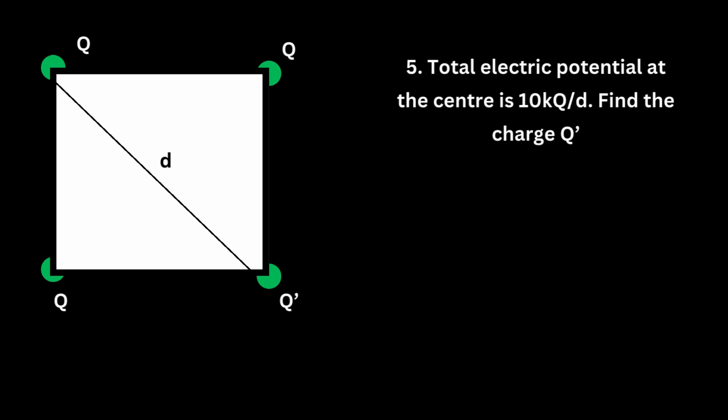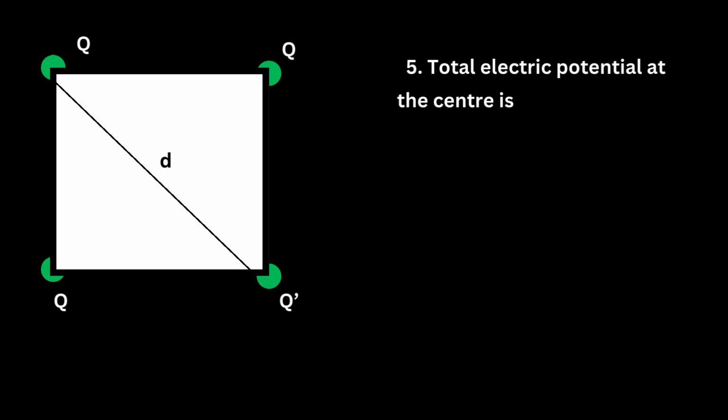Absolutely. It's like a detective story, but with charges instead of suspects. So remember, we can calculate the potential due to each charge individually and then add them all up to get the total potential at the center. And because the charges are at the corners of a square, we can use a bit of geometry and the Pythagorean theorem to figure out the distance from each corner to the center. Exactly. And once we have those distances, we can set up an equation using the formula for electric potential and solve for Q dash.